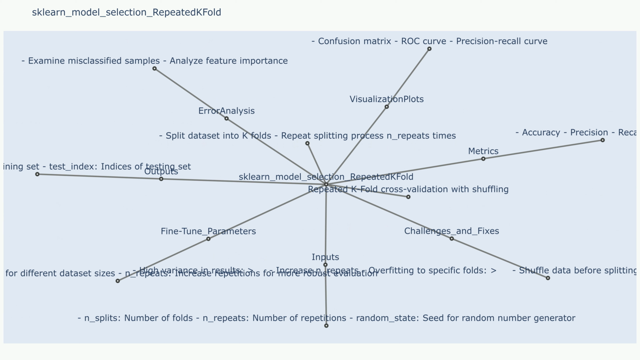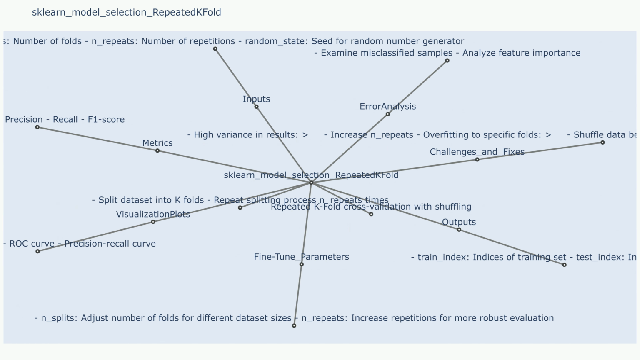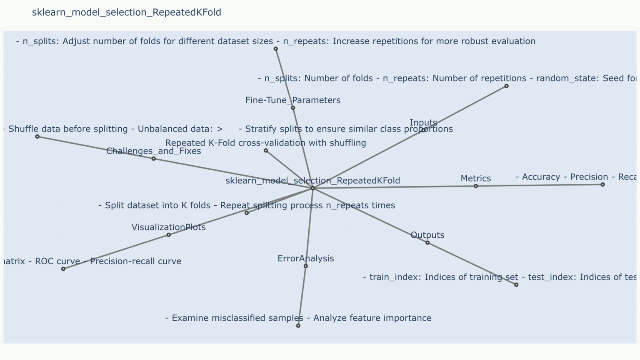Inputs. N splits: number of folds in each repetition. N repeats: number of times to repeat the splitting process. Random state for shuffling the data. Outputs. Train index: indices of the training set for each split. Test index: indices of the test set for each split.